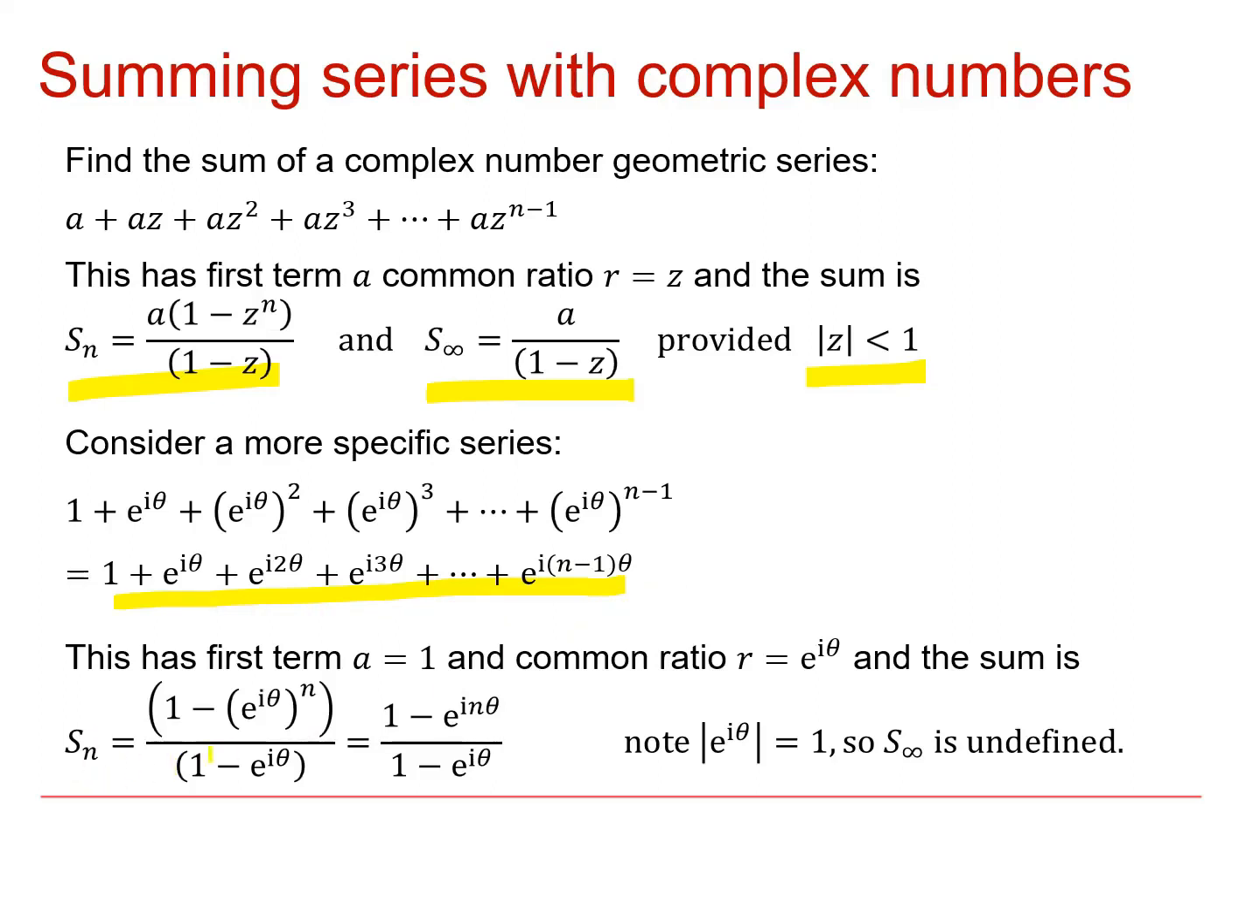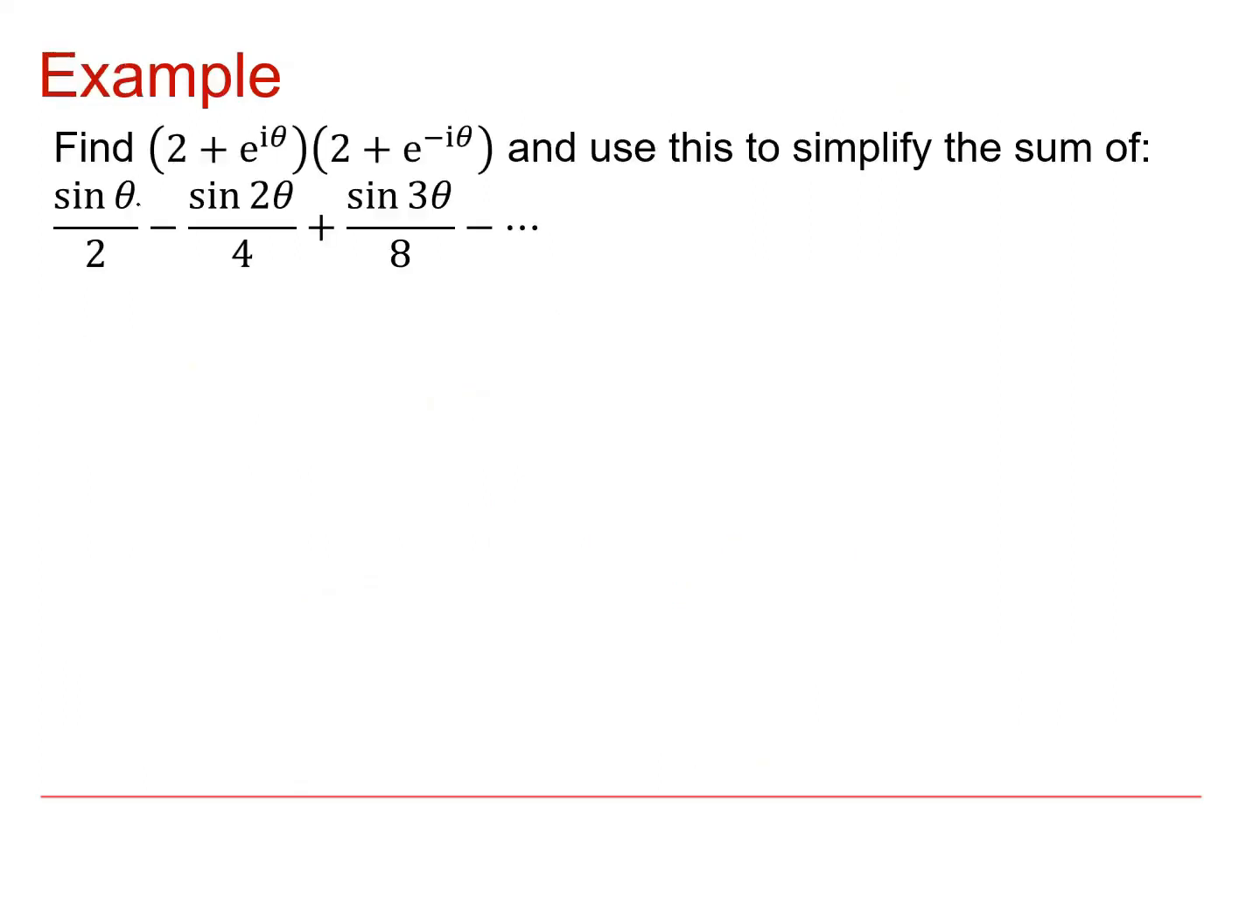And here, that's just written up that sum to n terms again. Saw that on the last slide, and just confirming that we don't have a sum to infinity because the modulus of the common ratio is equal to 1. So now in this example we've got an expression here, and we want to find out what that is and then use it to simplify the sum of this series. Notice that this series involves sines of multiple angles. So that special series with e to the i theta I think is going to be useful here.